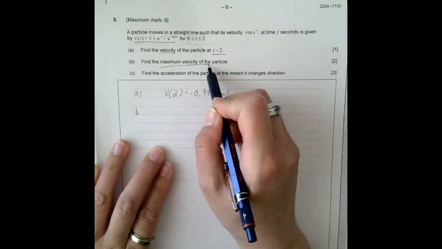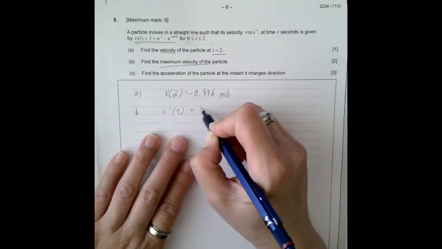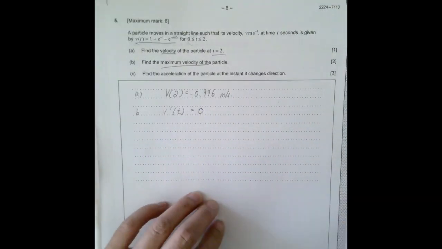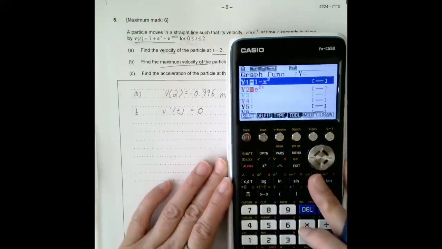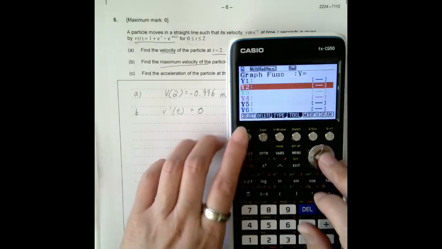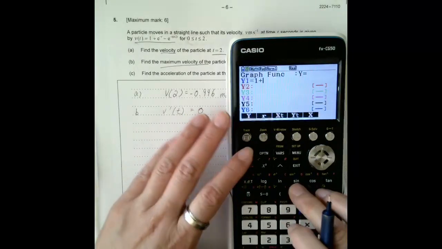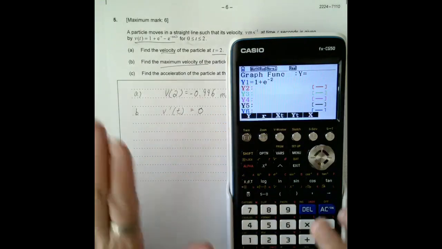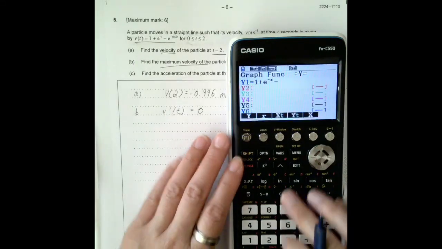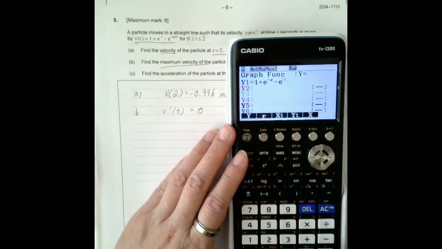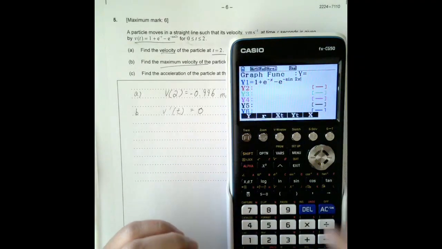So part B, find the maximum velocity means that we have to differentiate and set it equal to 0. And I'm not going to do that by hand. I'm going to use my calculator to help me. So remove the old equation, or you can just get to the new one. So I will have 1 plus e to the power -2. Feel free to differentiate it, because some of you might be doing it even quicker than I do. But I'll just leave it for now.